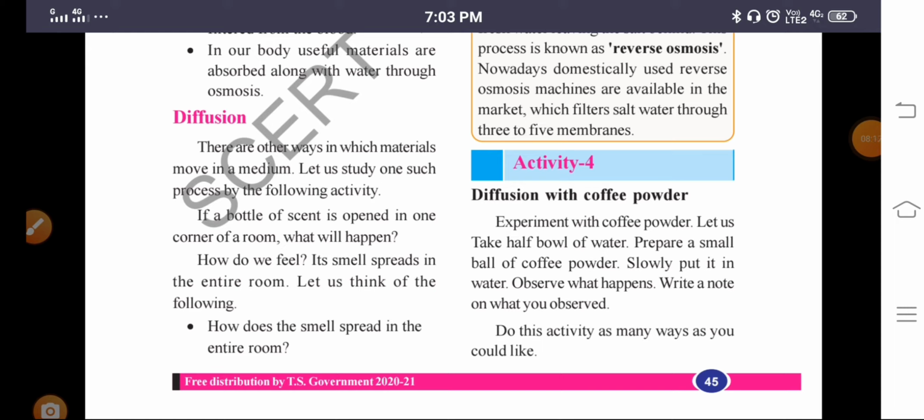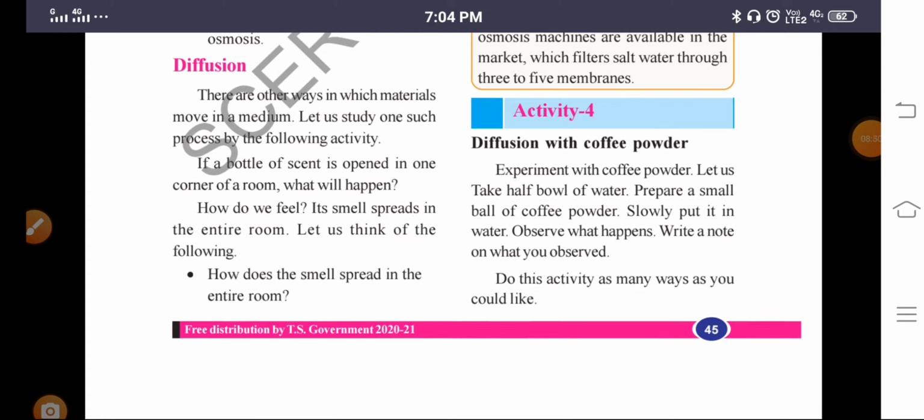When you take the solid particles of coffee powder and leave them in a bowl of water, it will slowly dissolve and the particles will spread. The color of the particles we can see easily spreading in that bowl. So take a small particle of coffee and leave it in a bowl containing water, and slowly it will dissolve and spread through the entire bowl. This is also a best example for osmosis.